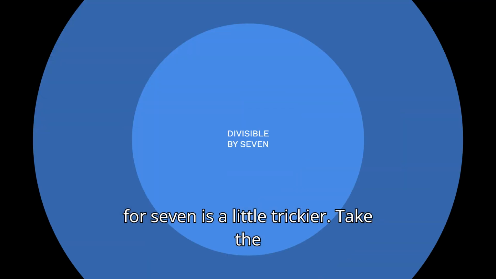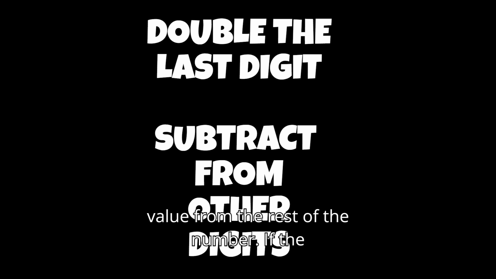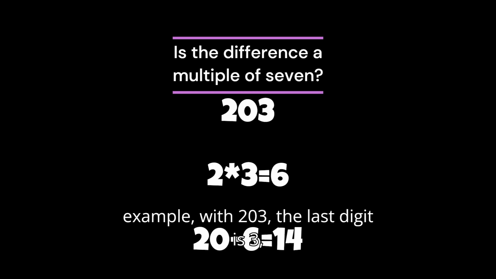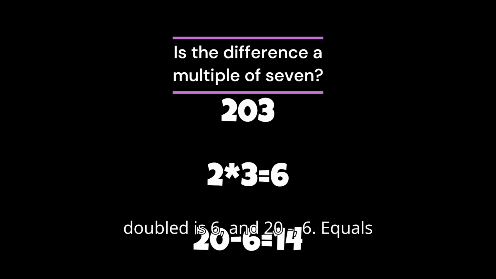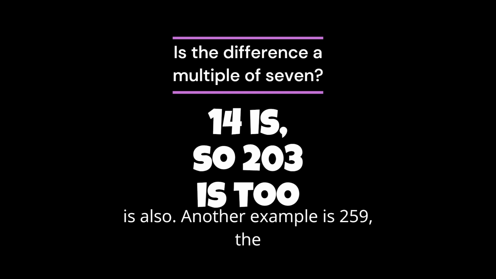The rule for 7 is a little trickier. Take the last digit, double it, and subtract that value from the rest of the number. If the result is divisible by 7, then the original number is divisible by 7. For example, with 203, the last digit is 3, doubled is 6, and 20 minus 6 equals 14. 14 is divisible by 7, so 203 is also.